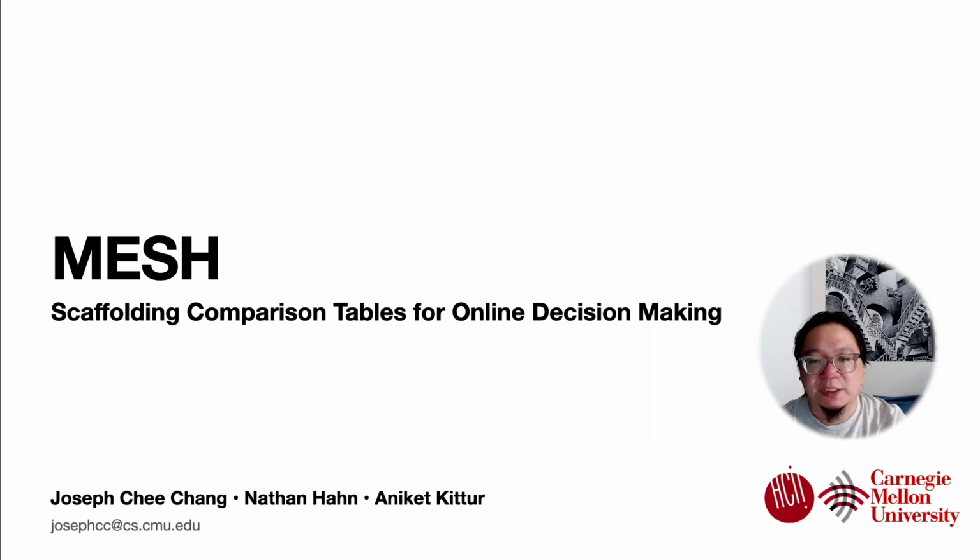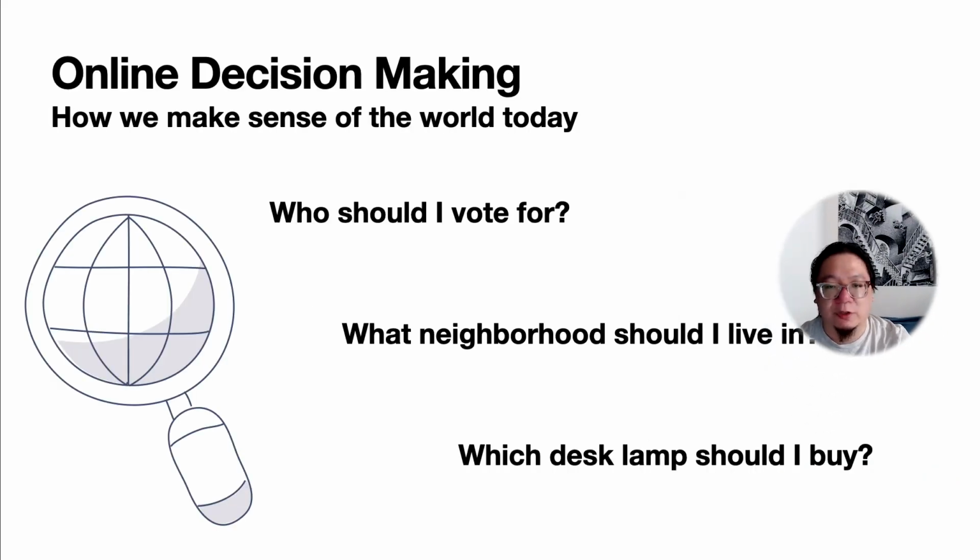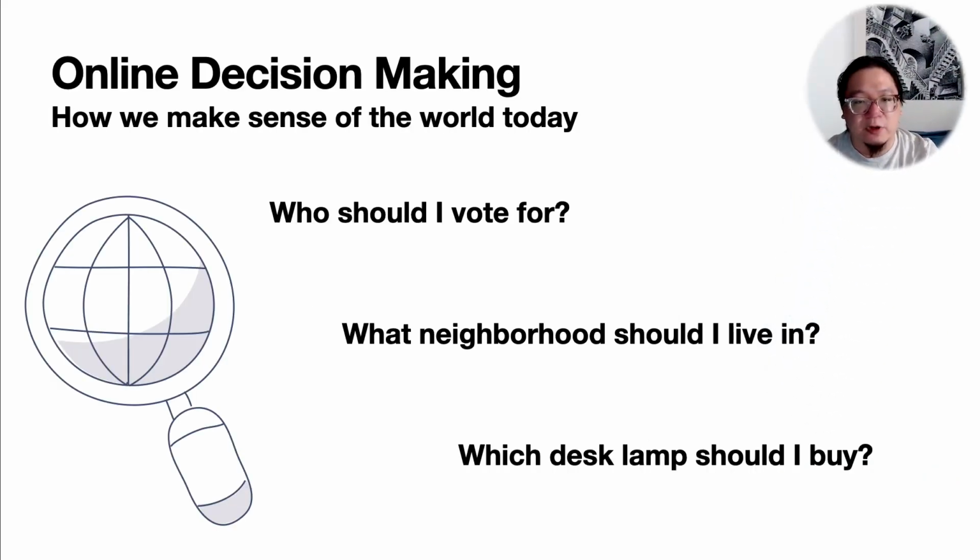So exploring information online is how many of us make sense of the world today. We browse the internet to support all kinds of decision making, from things like who should I vote for, what neighborhood should I live in, to which desk lamp should I purchase. This work explores ways to support online decision making in the domain of product comparison research.